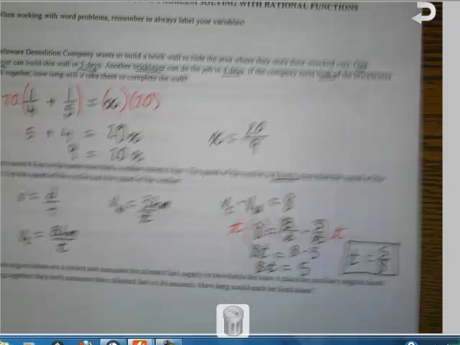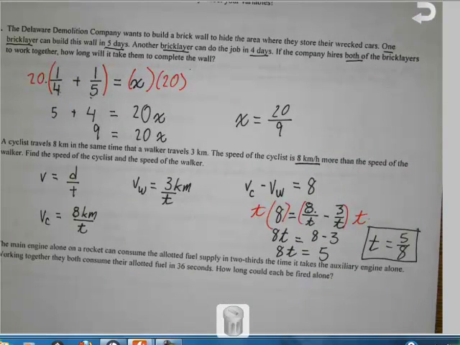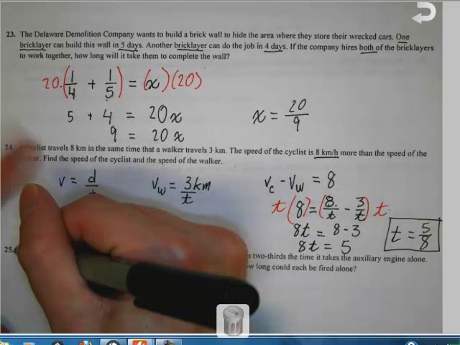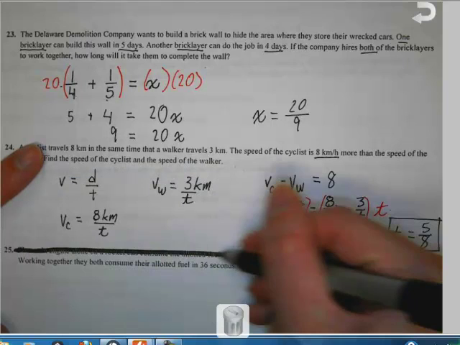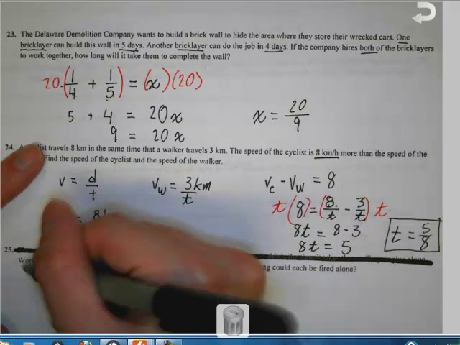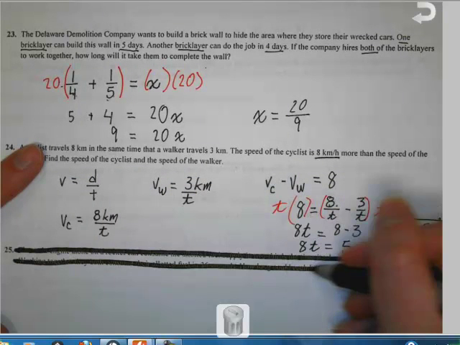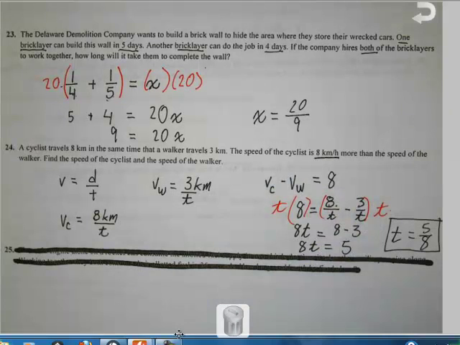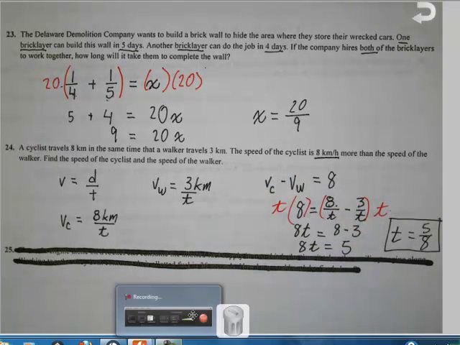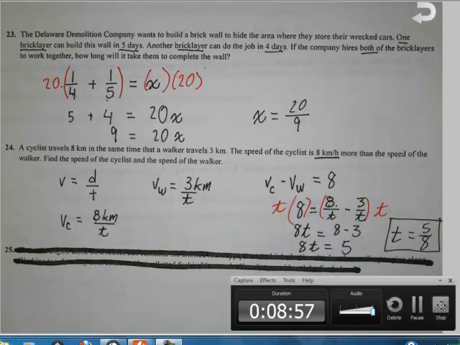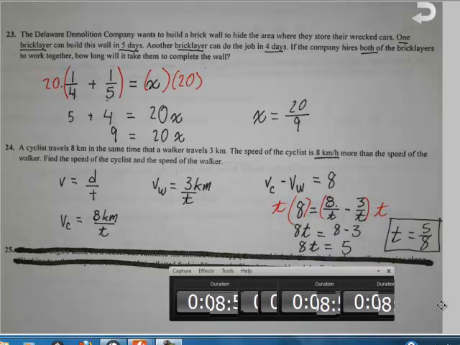Now, 25 you will not need to bother with. There will be nothing like 25 on the test, so I have chosen to omit that one. And that's going to be it for page 3. And we stop. Hopefully.